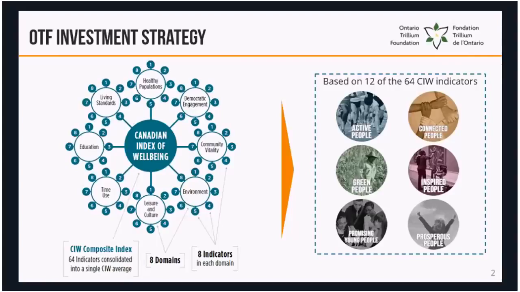So how does OTF's strategy fit with the Canadian Index of Well-Being? OTF's investment model focuses on 6 action areas. The action areas were chosen based on alignment with the 12 Canadian Index of Well-Being indicators. The 12 Canadian Index of Well-Being indicators act as our North Stars and help OTF achieve our vision.